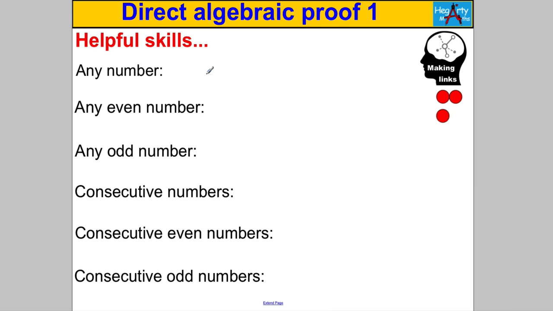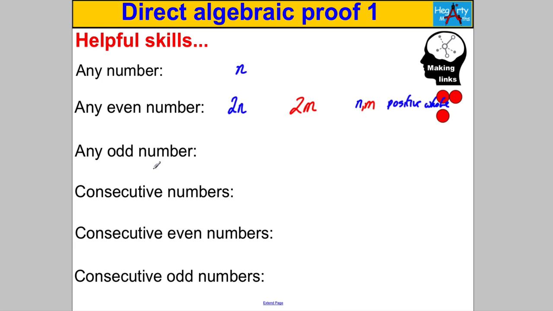These are really helpful skills. If you're trying to prove something about any number, you can use a letter to represent it. You could use anything you want, but usually in these types of proofs we use n to represent a number. Now, what about if it was an even number? Remember, all even numbers are in the 2 times table. So we would usually represent it by 2n. Or if we wanted a different even number, we might call it 2m, for example. It's 2 times n or m, where n and m would be positive whole numbers.